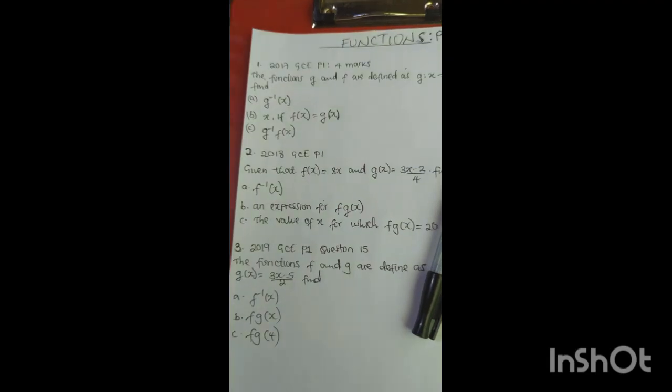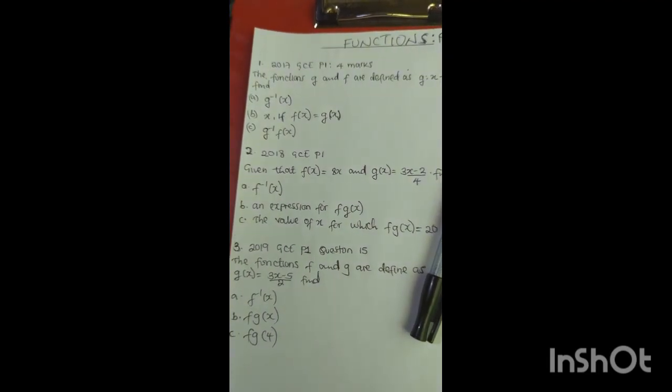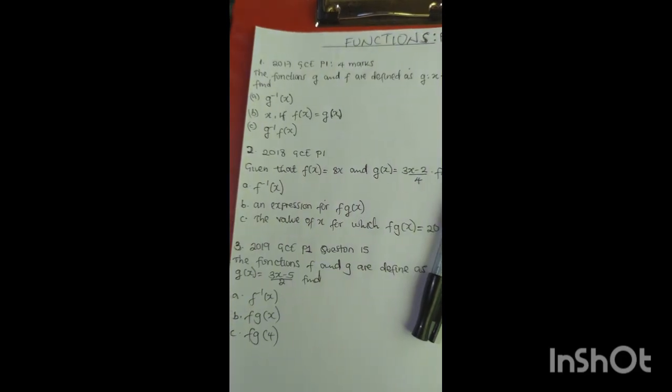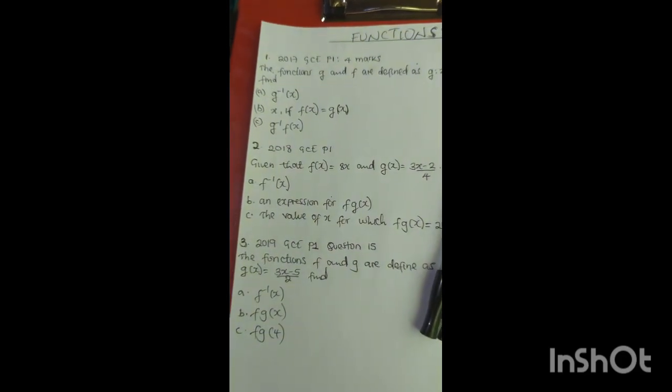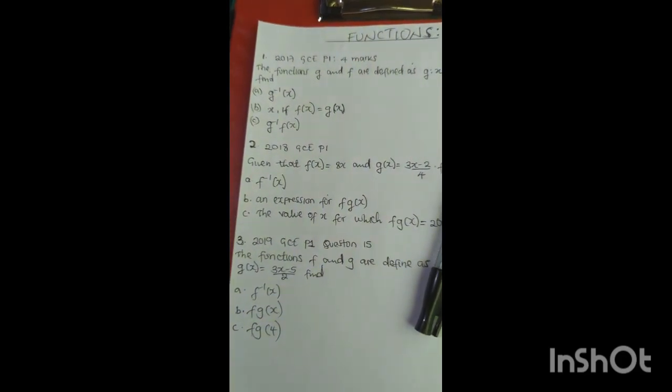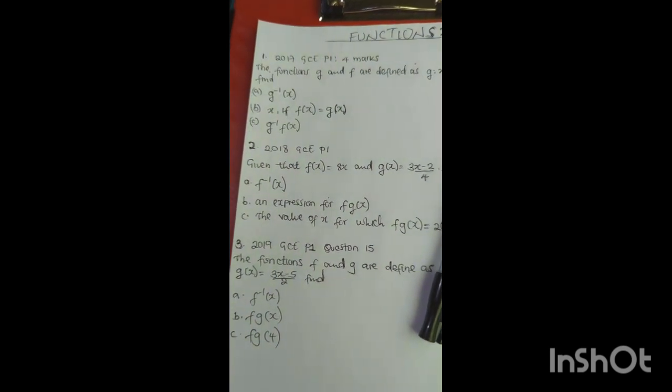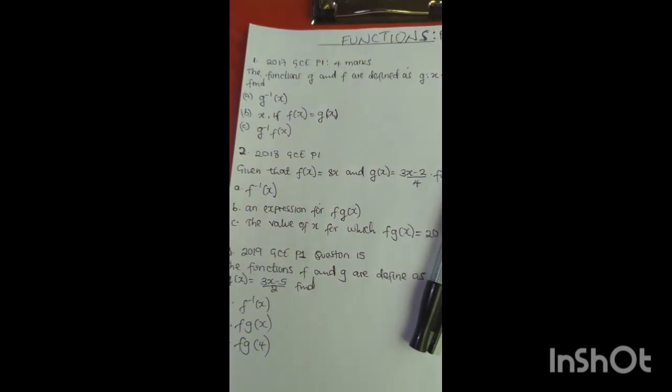Otherwise, you just open the paper and you don't even know which topic comes in paper 1, or which topic comes under the compulsory questions, and things like that. So functions that come in paper 1 carry 4 marks, and these 4 marks, they'll always ask you for 3 components.